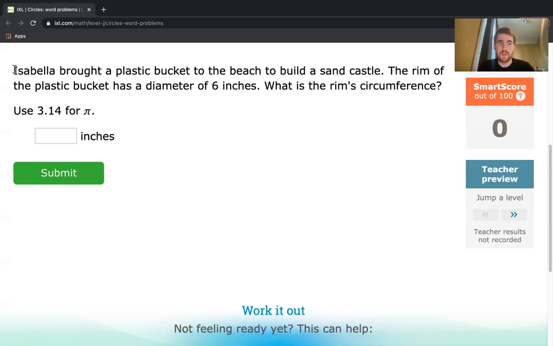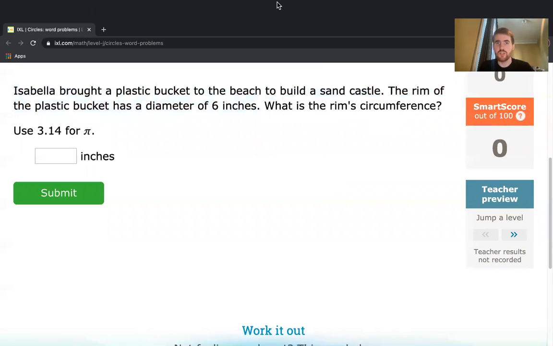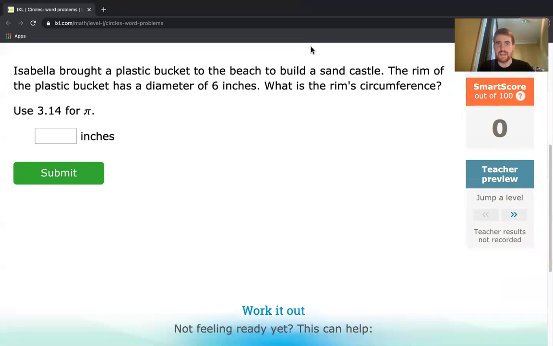So here we have a problem. Isabella brought a plastic bucket to the beach to build a sandcastle. The rim of the plastic bucket has a diameter of 6 inches. What is the rim's circumference? Now let's read it through again, and this time I'll highlight things that stand out to me as important.